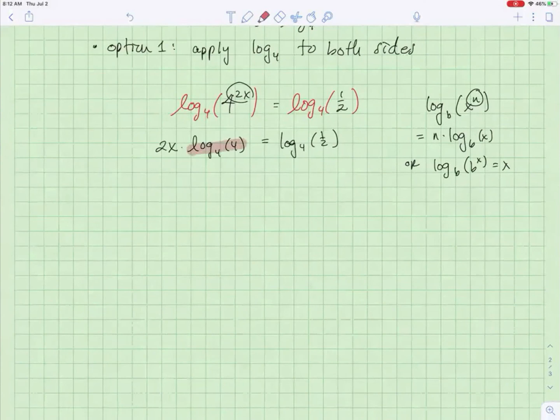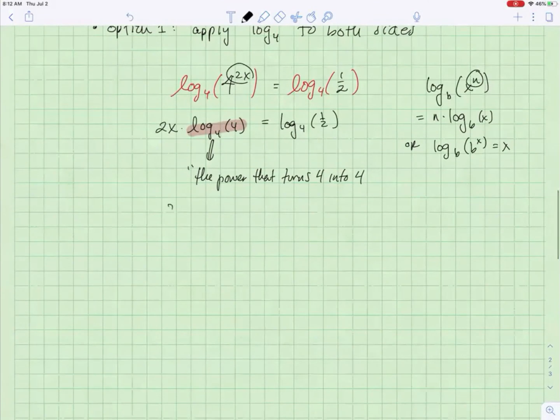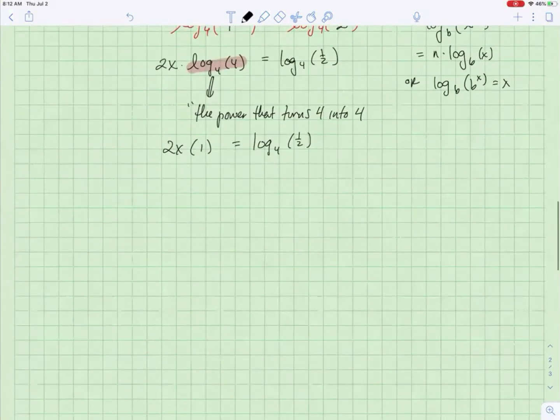And now we can interpret what's going on with this logarithm. This is the power that turns 4 into 4, or it's another cancellation law. And this is simply 2x times 1, as log base 4 of 4 is 1. And on the right side, we have log base 4 of 1/2. And so we can solve for x by simply dividing both sides by 2. So x is 1/2 log base 4 of 1/2.